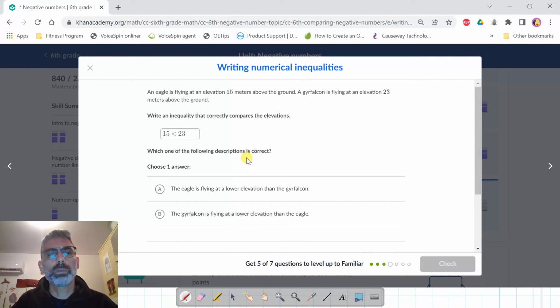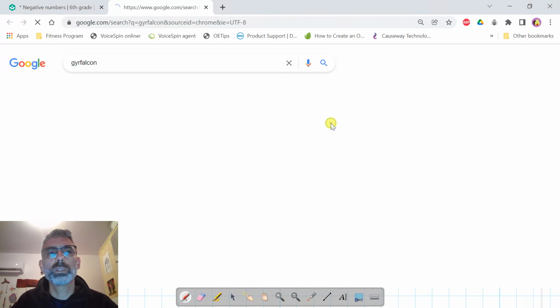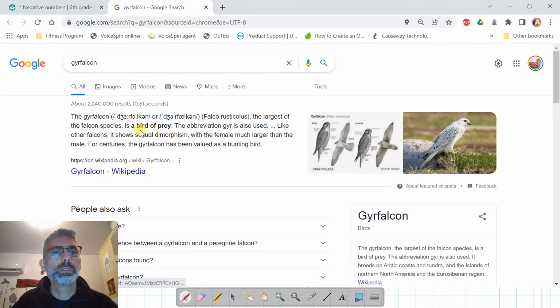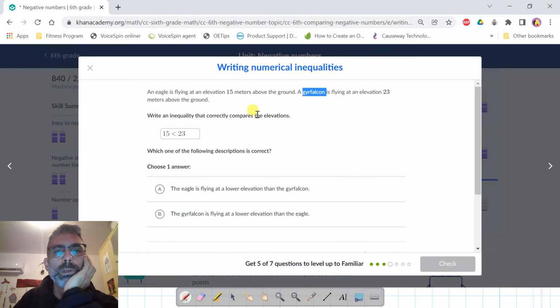Which of the following descriptions is correct? The eagle is flying at a lower elevation than the gyrfalcon. What is a gyrfalcon? Okay, so the eagle is flying at a lower elevation. That is correct, because 15 is lower than 23.